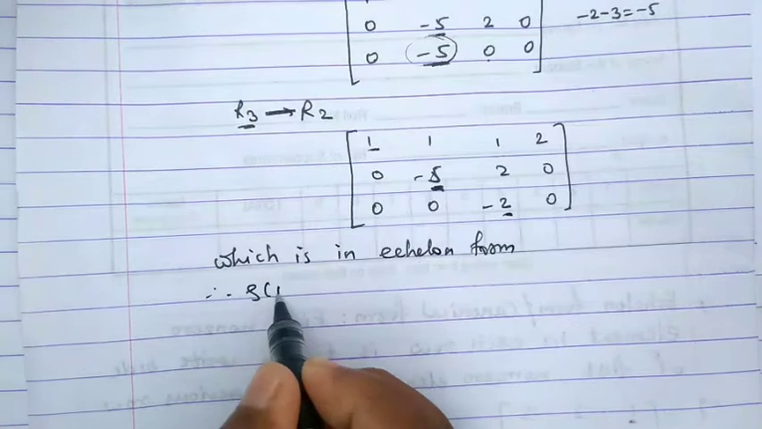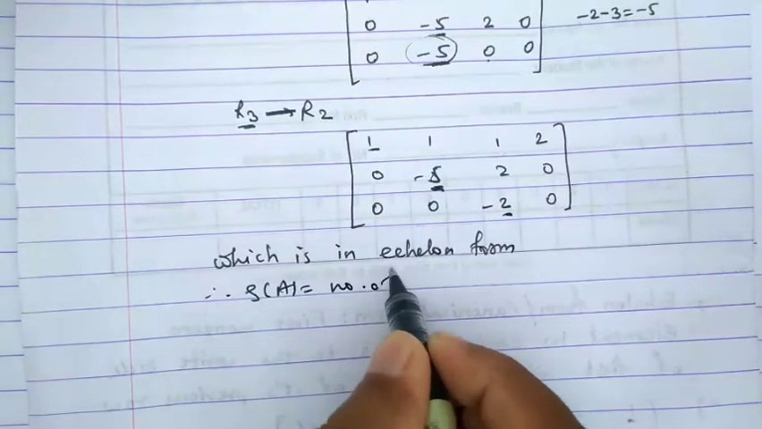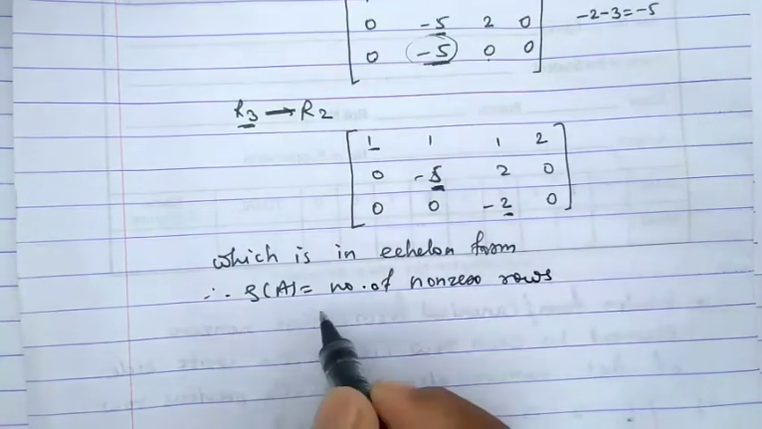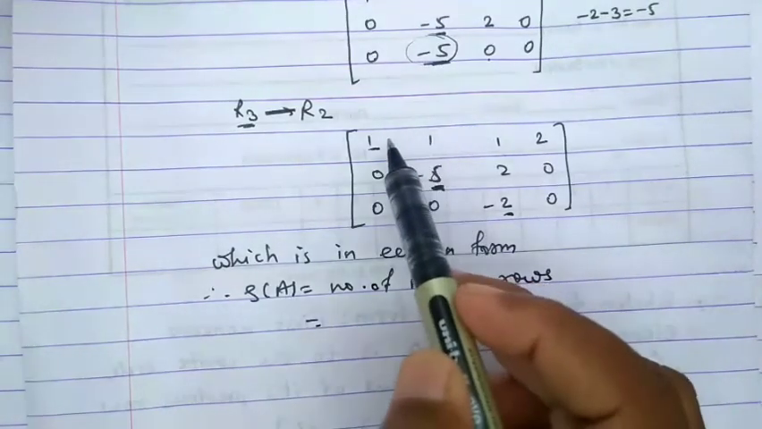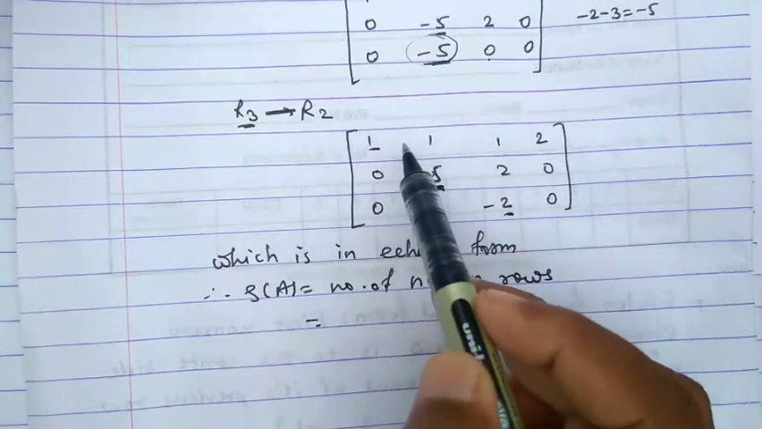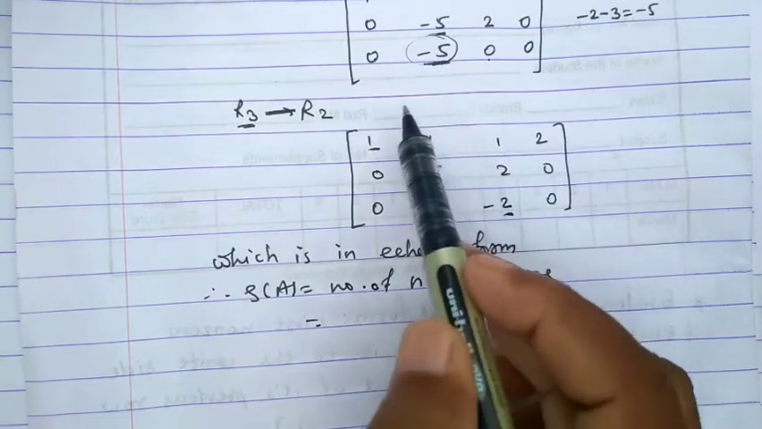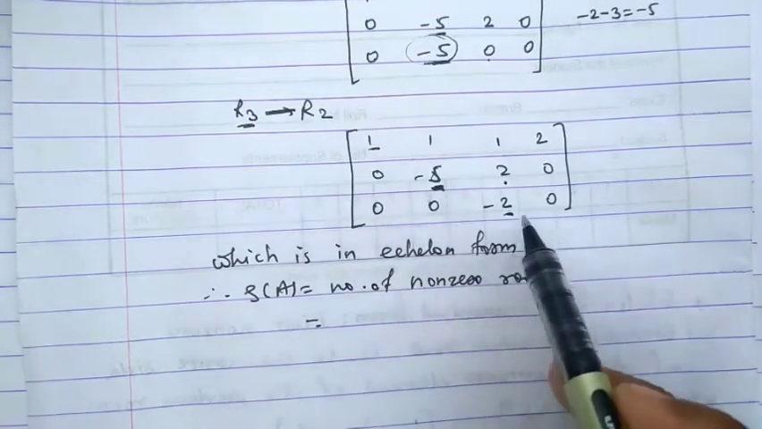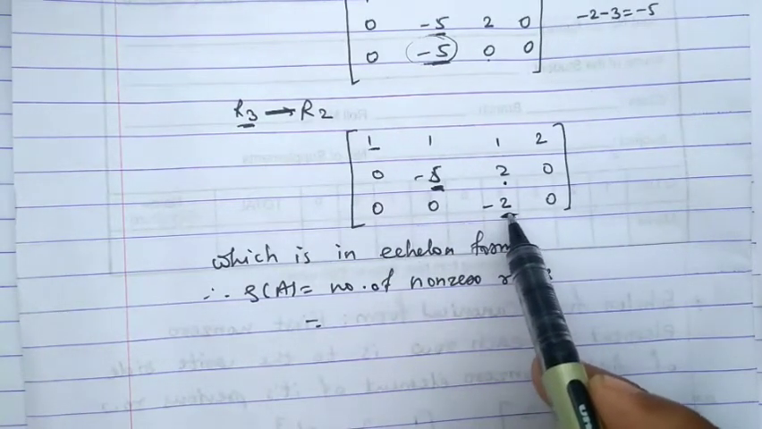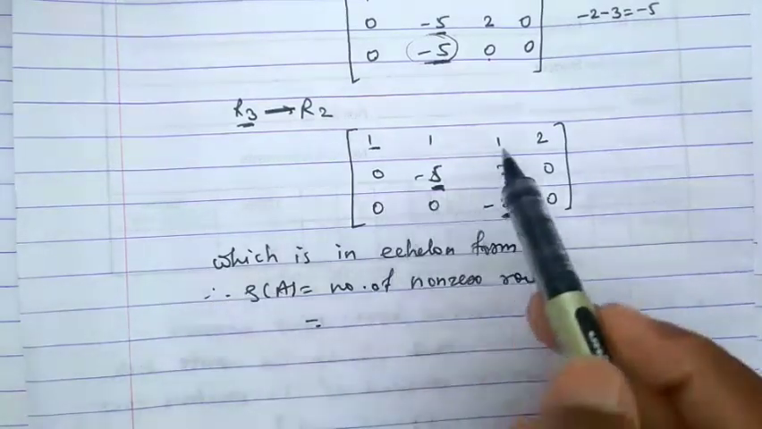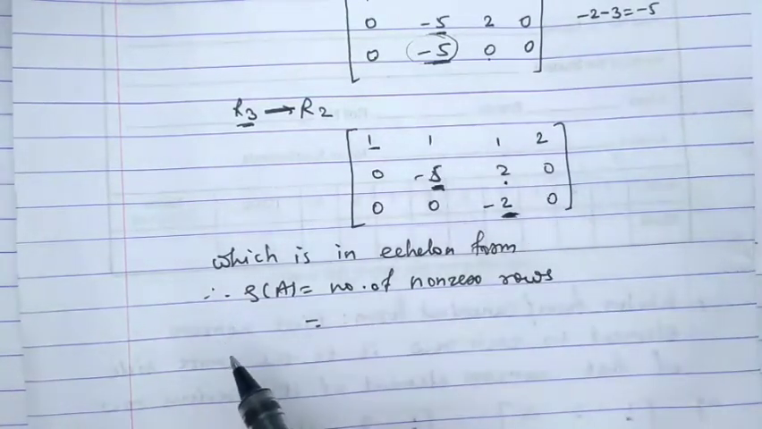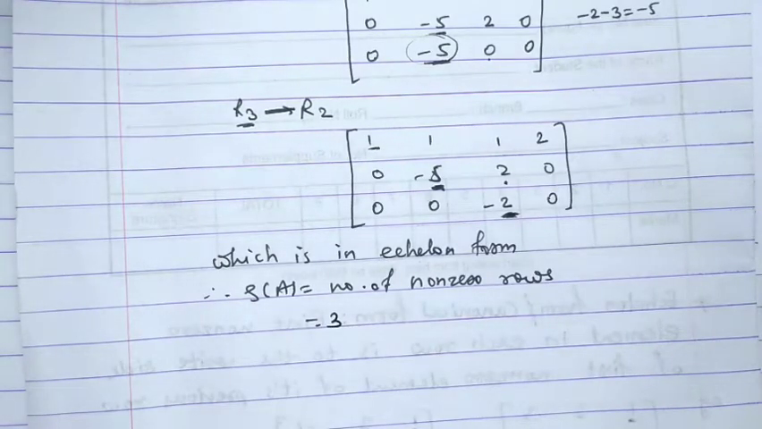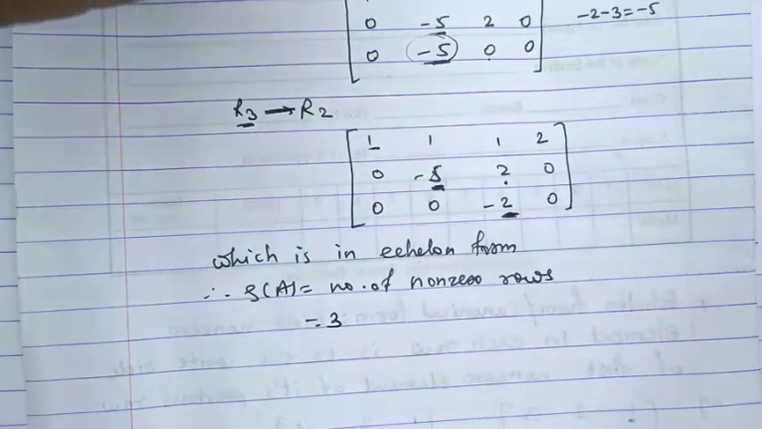Therefore, the rank of this matrix A is equal to the number of non-zero rows. So how many non-zero rows? See the first row. This is a non-zero row, because at least one entry is non-zero. The second row is also a non-zero row, and the third row is also a non-zero row, because at least one element is non-zero. So there are 3 non-zero rows. So the rank of this matrix is 3.